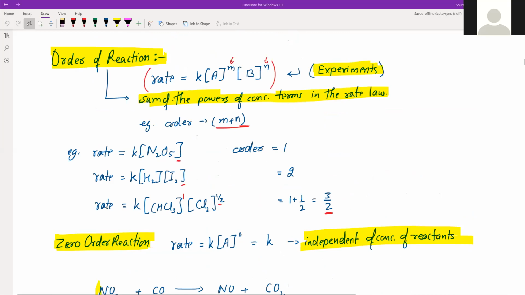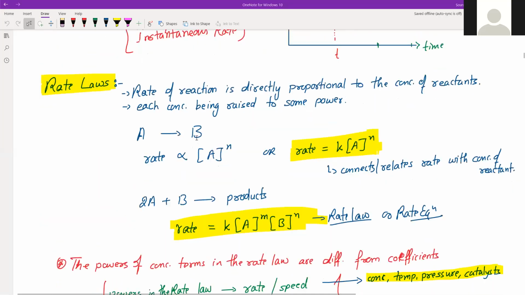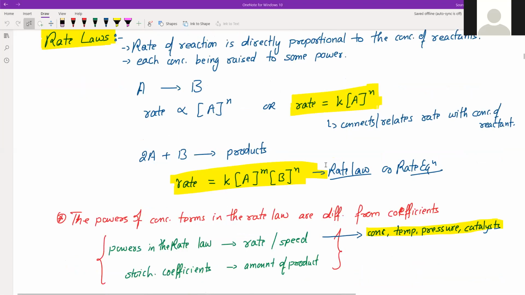So rate law was nothing but the expression of the power of concentration terms. We have seen that this equation is called rate law, which you are seeing here, right? This is called rate law, where we express rate in terms of concentration of reactants, raised to some power.